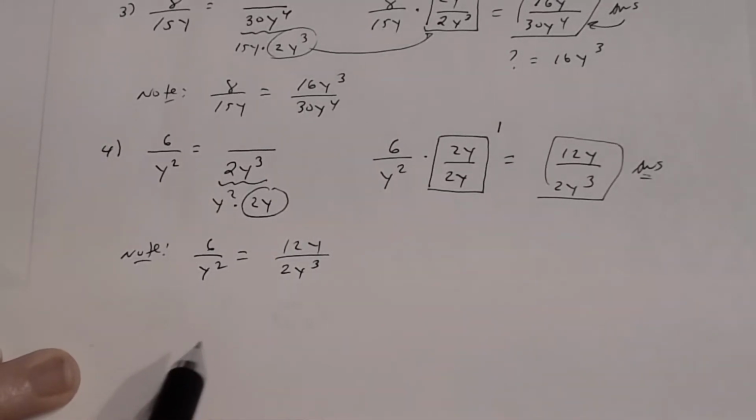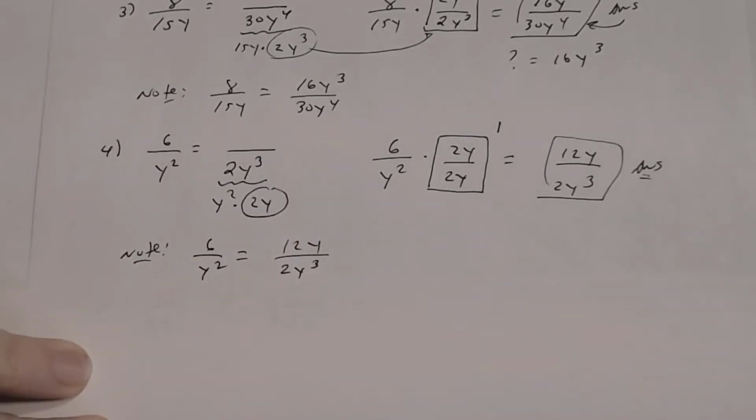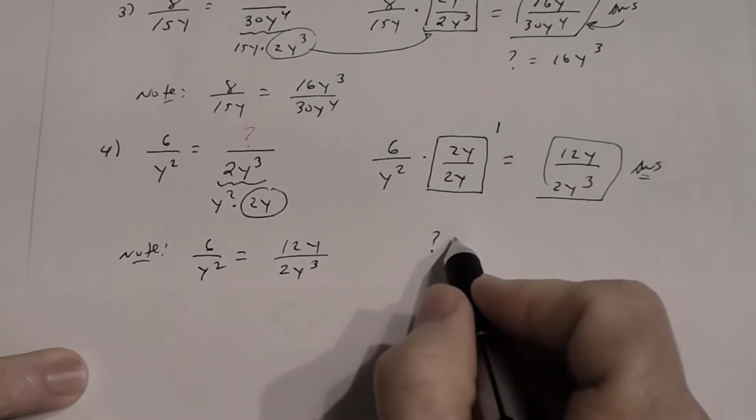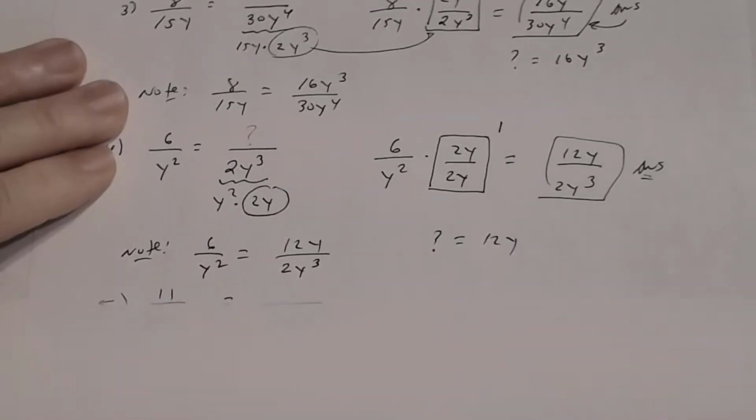Okay? All right, now, in my math lab, they may ask you for just the numerator. So they may ask you just for the numerator, and so you just put 12y. So in my math lab, if they ask you for the numerator, so notice the question mark here is going to be 12y. Okay? All right, number 5.